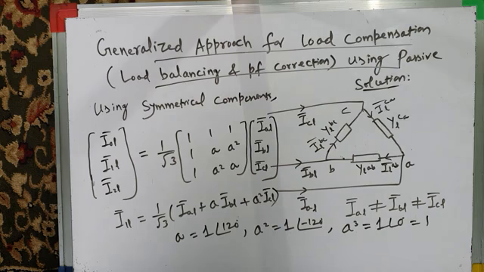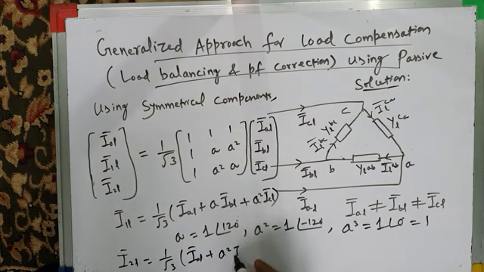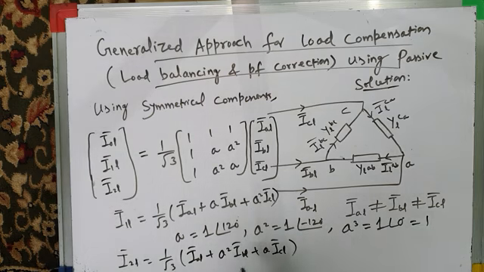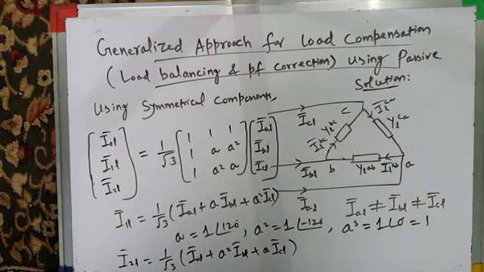Then you have the negative sequence component of current I2L, that is equal to, as per this matrix, 1 by root 3 times IAL plus A square IBL plus A ICL. The negative sequence component of currents is a set of three phase currents having a phase shift of plus minus 120 degrees, but a phase sequence opposite to that of the original phase sequence.